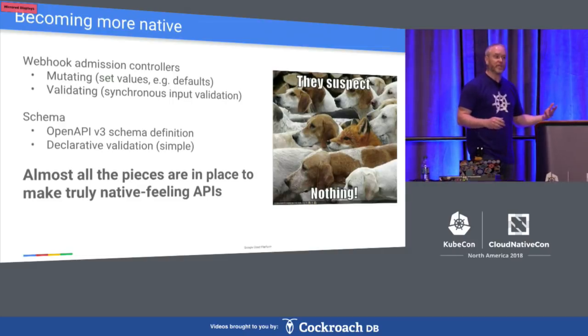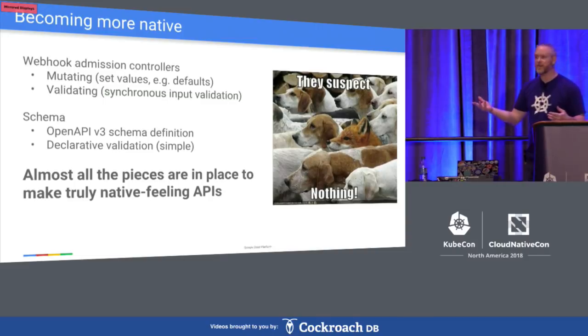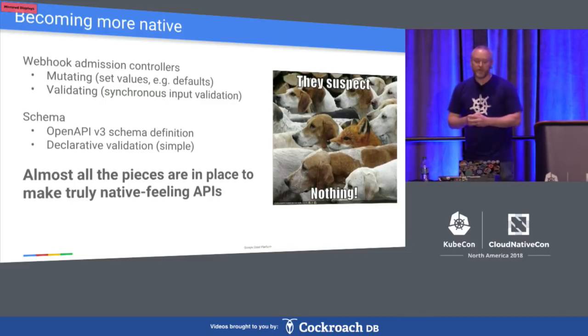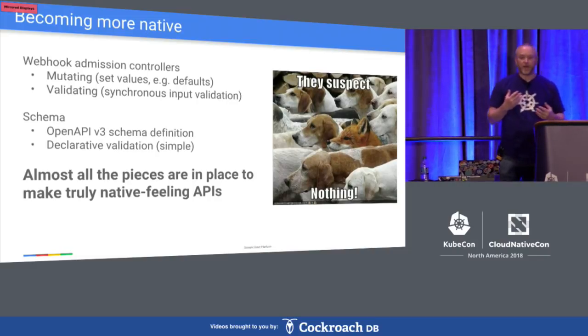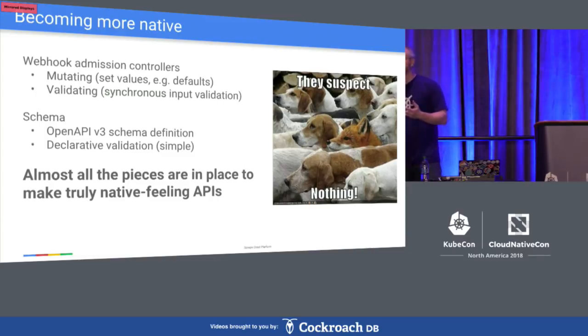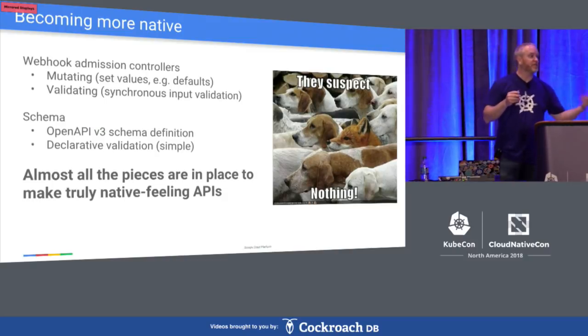So they became a little bit more native. We decided we're going to take this idea of TPRs, which eventually became CRDs, custom resource definitions, and make them a little bit more native. And so we added this concept of admission control. Admission control means on the way into the system, I'm going to do something to you. I'm either going to say, no, you're not allowed to be here because something's invalid, or I'm going to change you in some way. I'm going to apply some defaults. So we added webhook admission controllers.